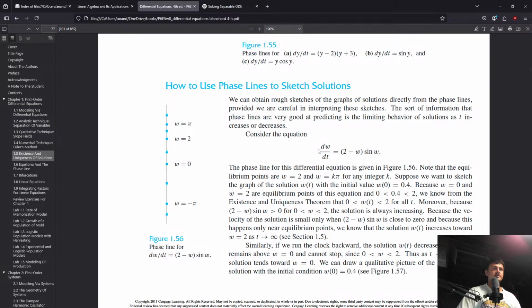Consider the equation dw/dt is equal to (2 minus w) sine w. The phase line for this differential equation is given. Note that the equilibrium points are w equal to 2 and w equal to k pi for any integer k. Suppose we want to sketch the graph of the solution w of t with the initial value w0 equal to 0.4.